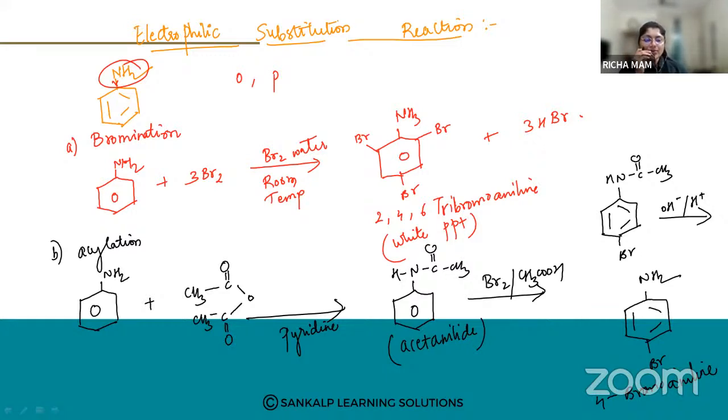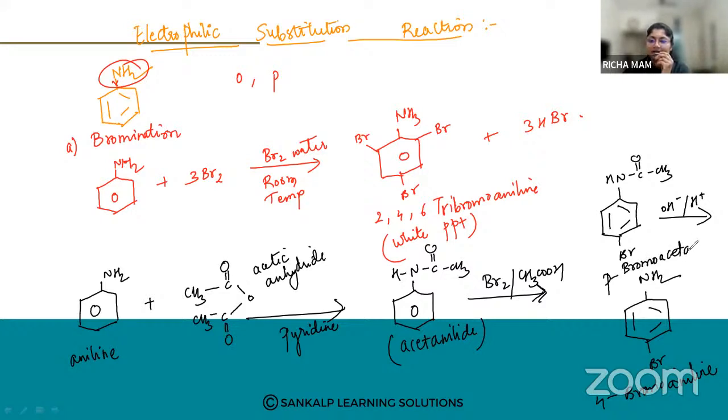So first, what we are going to do? We are going to take aniline and do acetylation with acetic anhydride in the presence of pyridine. We are going to get acetanilide. On further halogenation with a halogenating agent, we are going to get para-bromo acetanilide. On further hydrolysis, this group is changed to an NH2 group, so we get 4-bromoaniline.